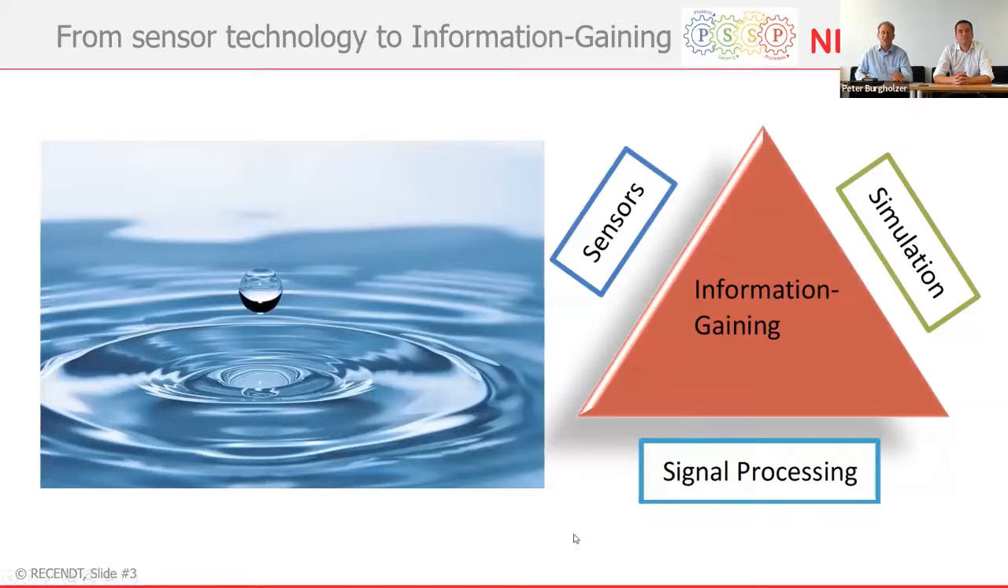Now, how do we get the information out of the material? A simple example: when you have a drop of water on the water surface, you see that the surface waves are spreading out, and if you measure these waves, you can detect the location of the drop or how thick the drop was. So what we are doing is we use sensors, we use signal processing, and we use simulation, so we have to use a model for that. With all three, with this 3S, we get our information. That's the principle for all our measurements.